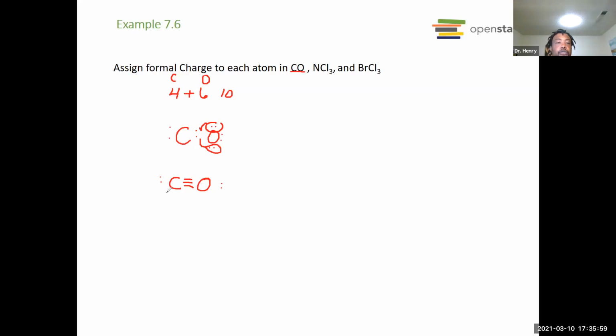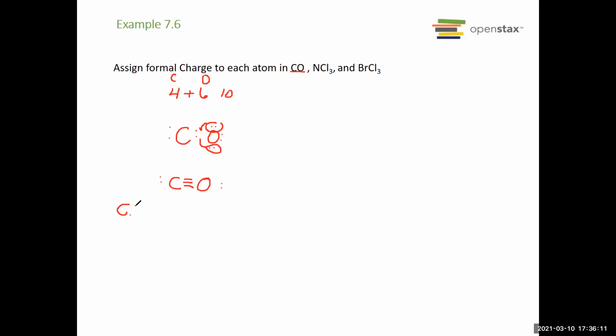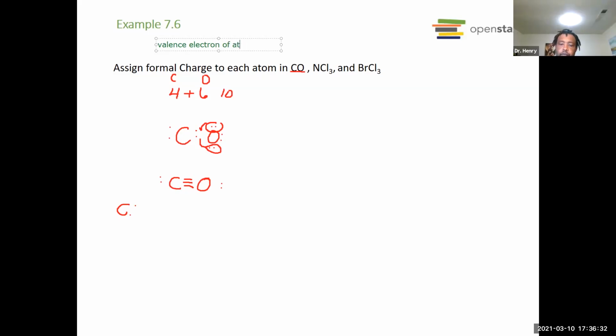Okay. So if we're calculating the formal charge for this guy, so for carbon, formal charge is what again? The valence electrons of the atom minus the lone pair electrons minus bonds.